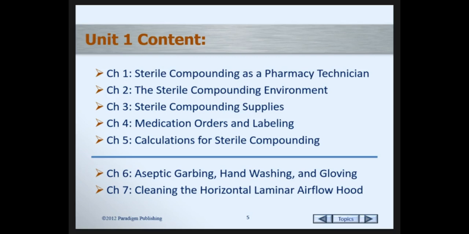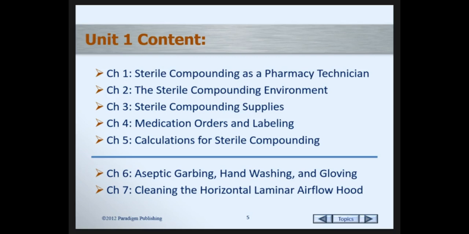Chapter 4 and Chapter 5 are the second lab, but that's actually something you're going to do at home, and we're not actually going to do in lab. So there'll be a narration to that as well. Chapter 4 is medication orders and labels, and Chapter 5 is calculations for sterile compounding.